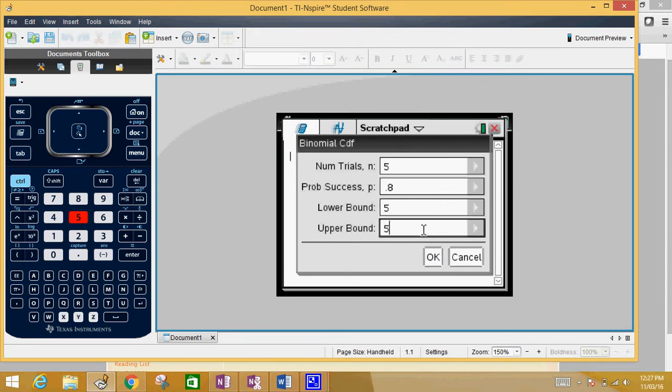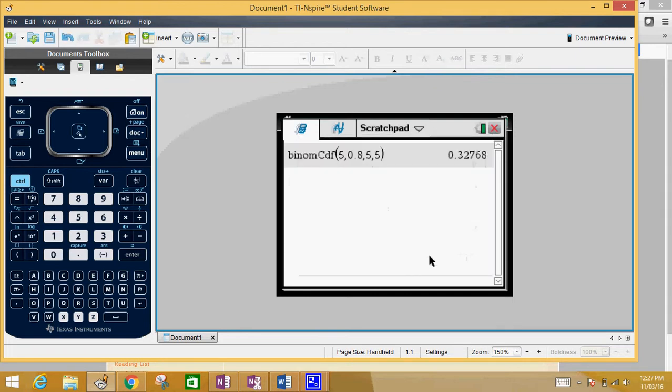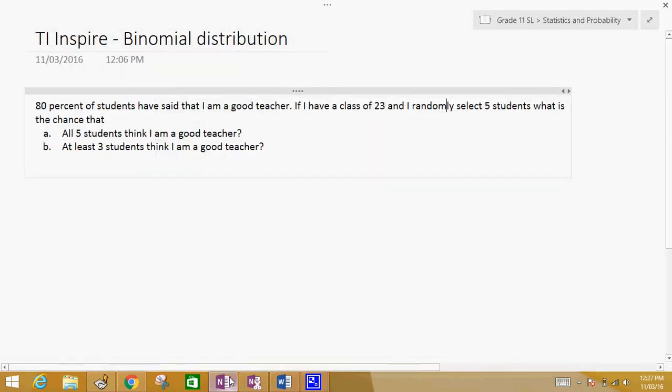Now we could have used binomial PDF instead of CDF, where you just put in one number, five, but I think it's just easier to use one thing for every single kind of question. So lower bound is five, upper bound is five, press OK, and your answer is 32.8. So 32.8%, there's a 32.8% chance that all five think I'm a good teacher.